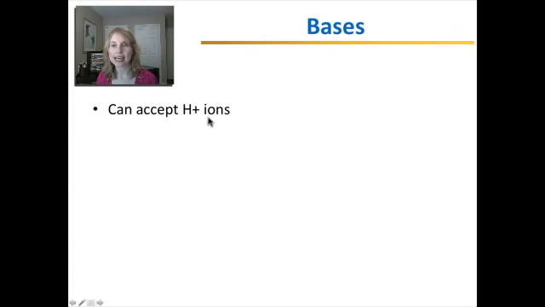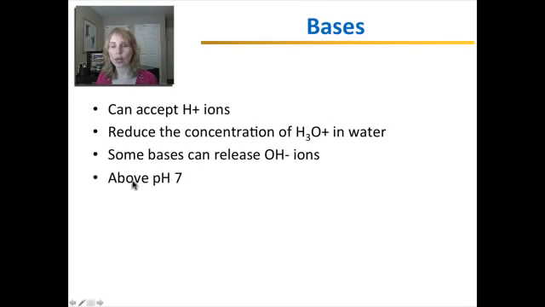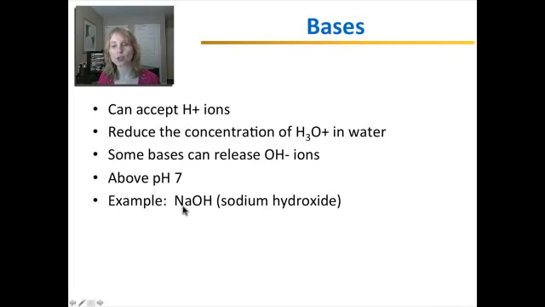A base can accept H+ ions. By accepting H+ ions, it will decrease the concentration of hydronium ions. By decreasing that, it will raise the pH to above 7. An additional part of the definition of a base is that some can even release extra hydroxide ions. And so an example of a base is sodium hydroxide. This will ionize into sodium and hydroxide ion, which can accept H+ ions to combine with these into water.